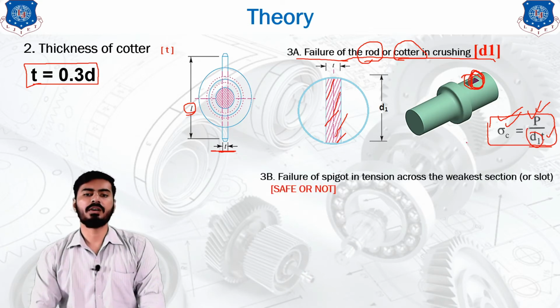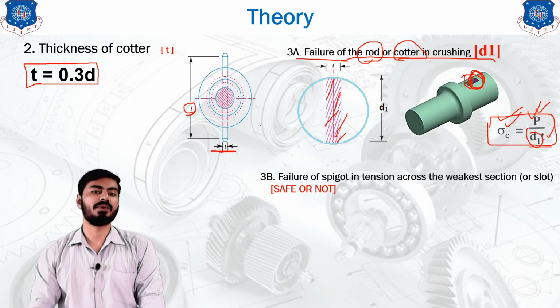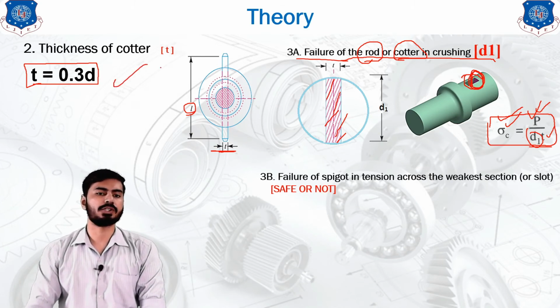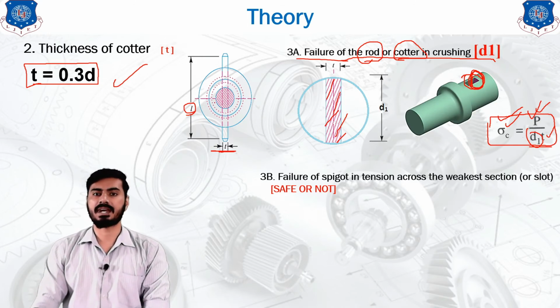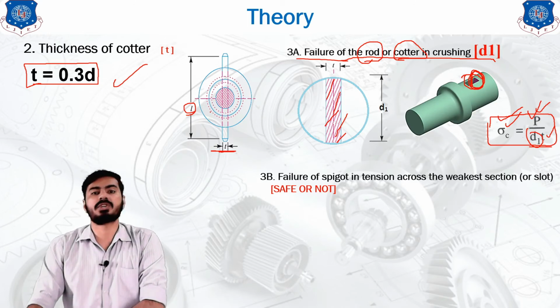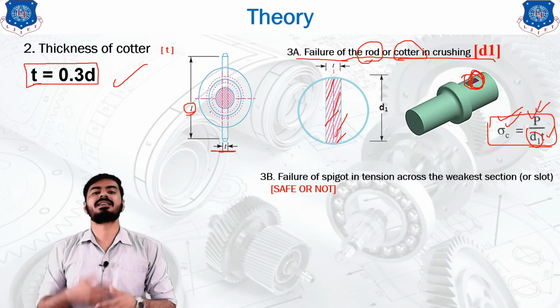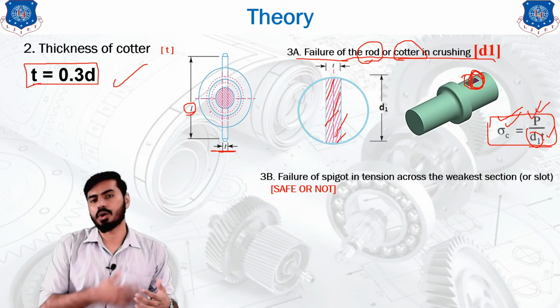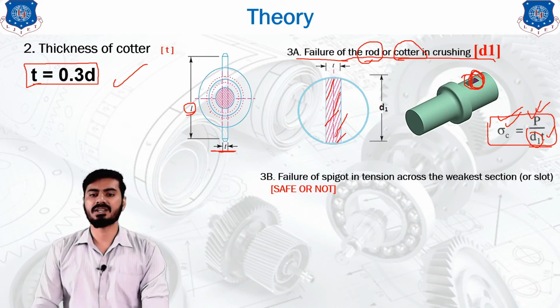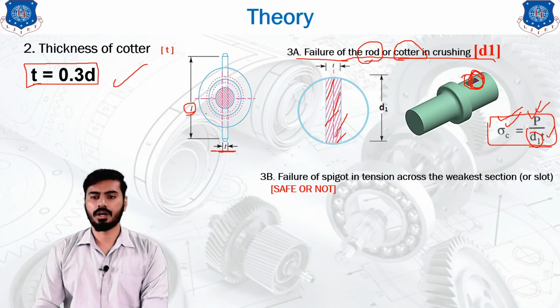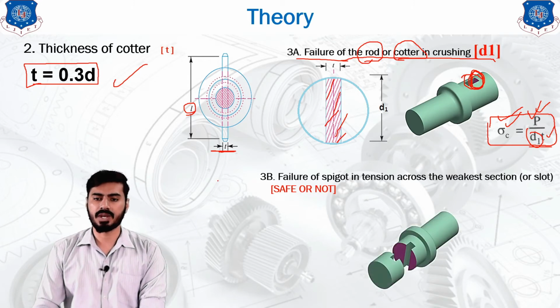But we have calculated this dimension using one assumption, that is t equals 0.3d. And I have already explained in the previous lectures that whenever we are using an assumption, we need to ascertain whether these assumptions are safe for our design or not. So in order to ascertain that, we will calculate the tensile stress using this equation.